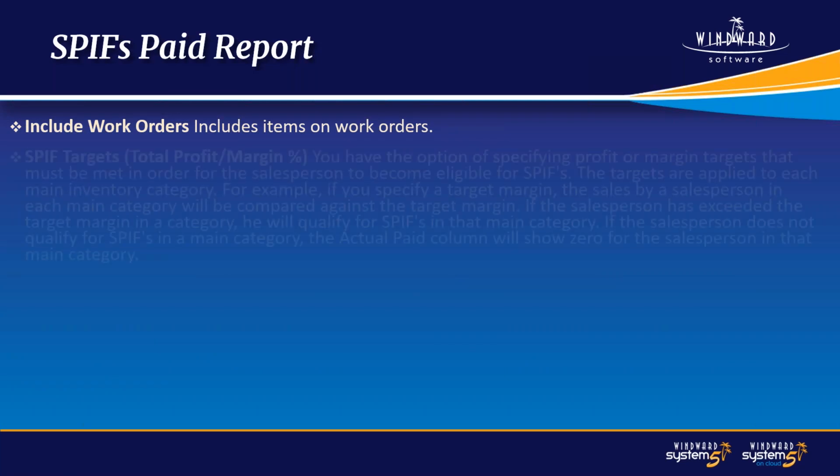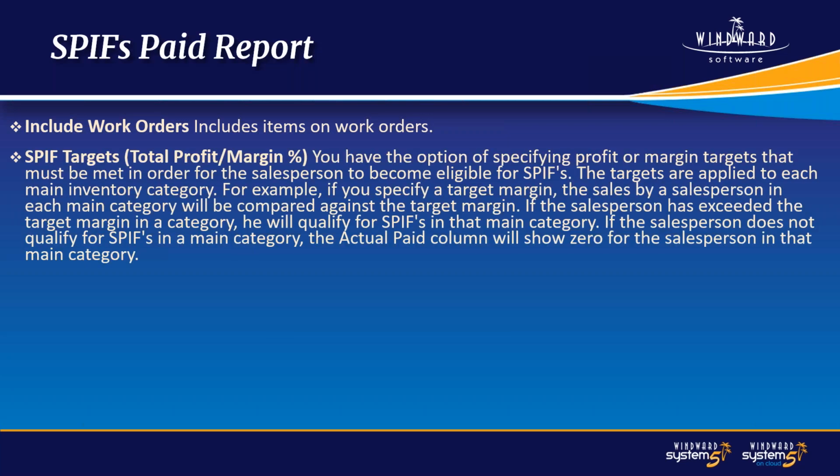And then we have the SPIFF targets. It's either the total profit or margin percentage. You have the option to specify the profit or margin targets that must be met in order for the salesperson to become eligible for SPIFFs. The targets are applied to each main inventory category. For example, if you specify a target margin, the sales by a salesperson in each main category will be compared against the target margin that you have set.